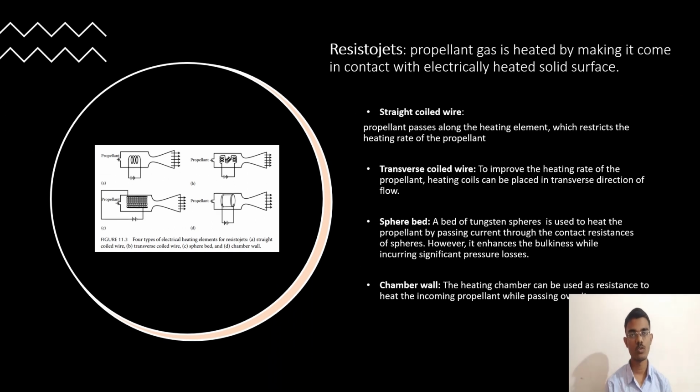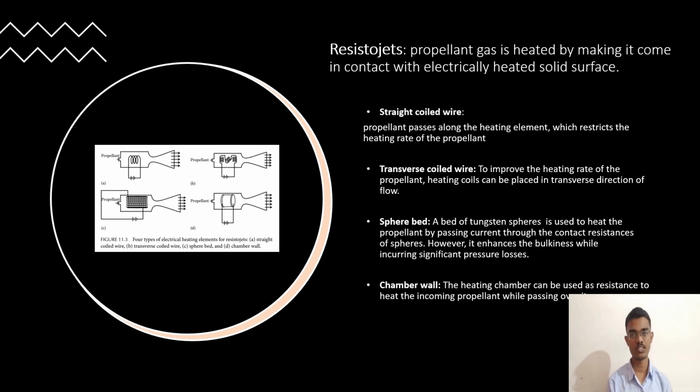So let's move to resistor jets. The propellant gas is heated by making it contact an electrically heated solid surface. There are four types of resistor jet, or we can say these are divided into four categories. The first one is the straight coiled wire. The propellant passes along the heating element, which restricts the heating rate of the propellant.